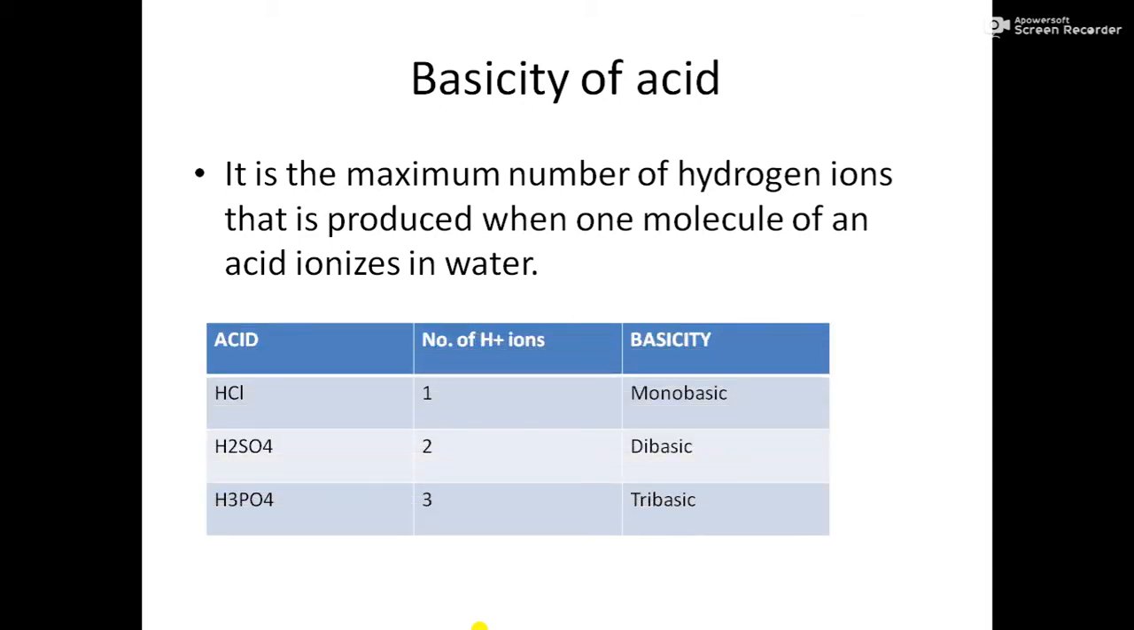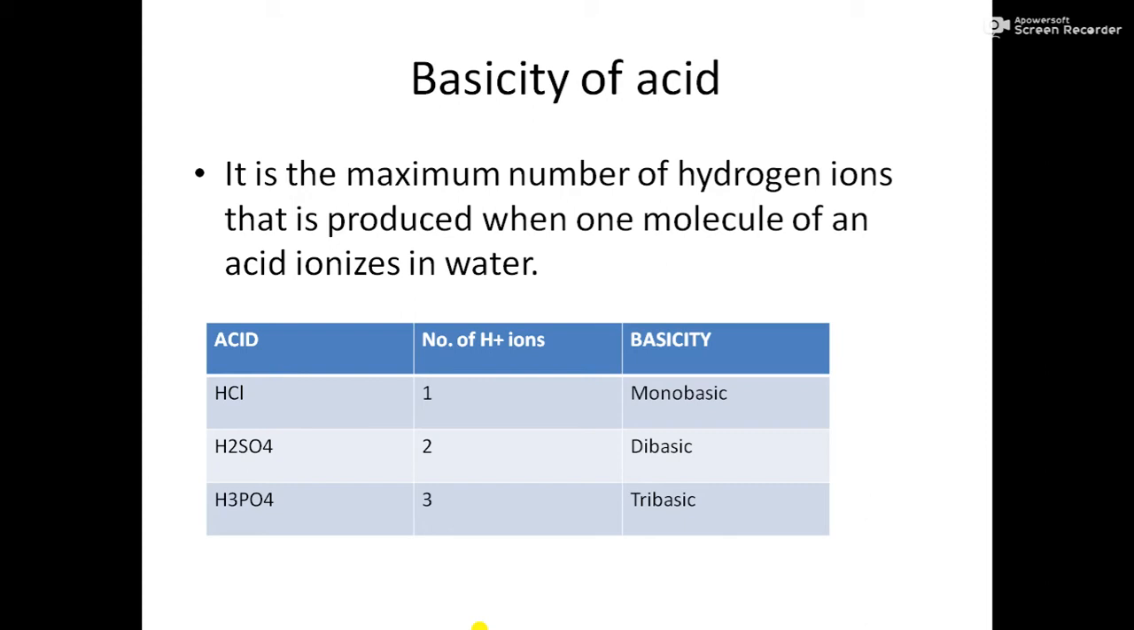Now look at this table. The first column is all the acids we have taken, the second column is the number of H plus ions, that is hydrogen ions, and the last one shows the basicity of the acid. Let us start with HCl. How many hydrogen ions are in this? It has 1, one H and one Cl. But we are looking for H plus ion only, so 1 H is written, and that's why the basicity is monobasic, because the maximum number of hydrogen ions here is only 1.